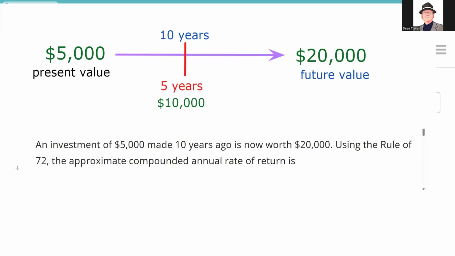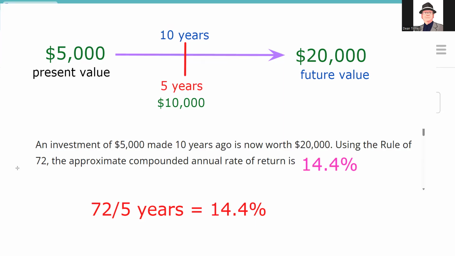So the Rule of 72 says I take the 72, divide by the number of years. So 72 divided by 5 gives me 14.4 to take 5 to 10, and then 14.4 would take 10 to 20. So the answer to this question is 14.4. I think of the internal rate of return as the bridge between present value and future value.